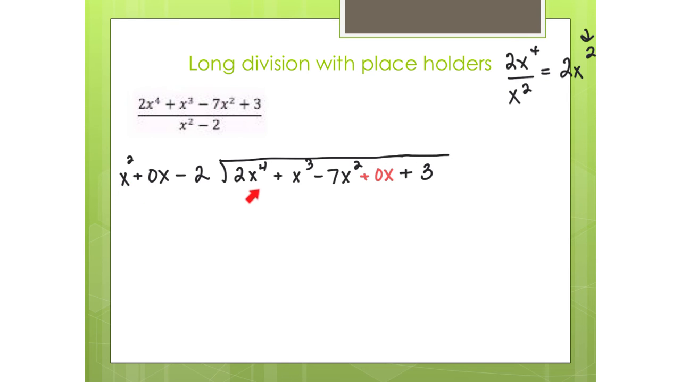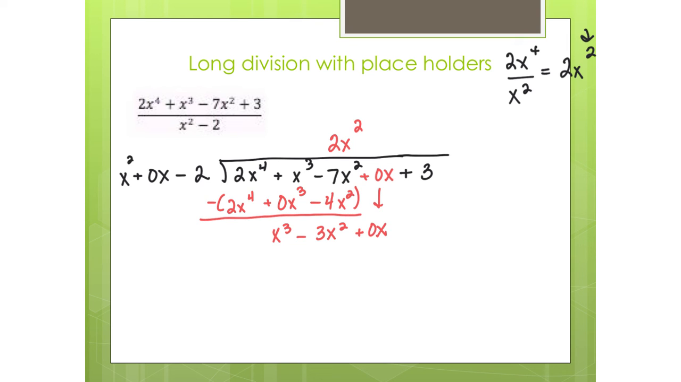We're dividing x squared into 2x to the fourth, and that goes 2x squared times. Now I multiply that all the way through. That gives me 2x to the fourth plus 0x cubed minus 4x squared, and I subtract. Then I drop down the next term. Now I'm dividing x squared into x cubed. That goes x times.